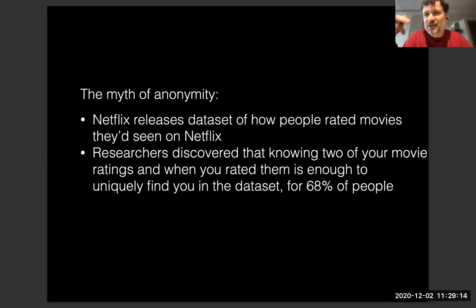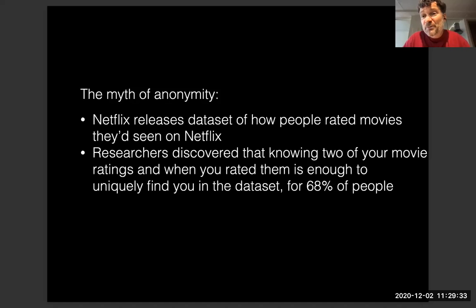To protect the privacy of the Netflix users, they anonymized it. So they didn't include the name of each of those users. They just had, user 2735. Here's all the movies they watched and all the ratings of all those movies and how they rated them. Okay. So they figured that takes care of the privacy issue.